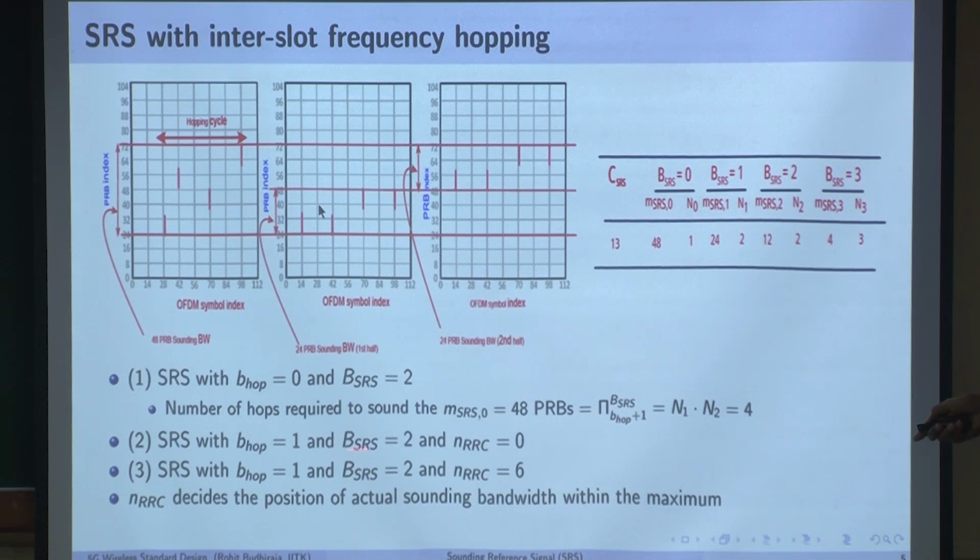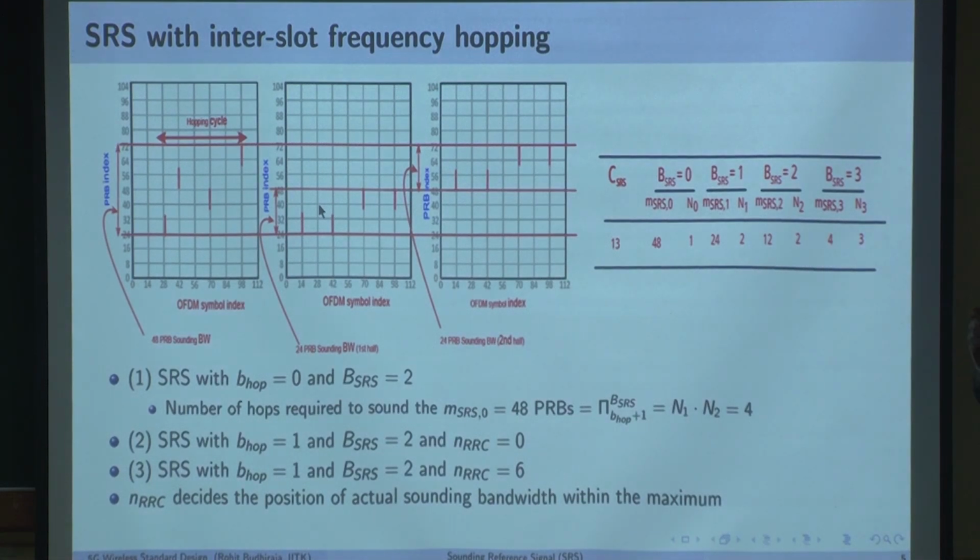Okay, so here is the complete configuration. You set NRRC to 0, right? We have set B hop to 1, correct, which means the actual sounding bandwidth is 24. Maximum sounding bandwidth is 48, but you need to sound out the maximum sounding bandwidth, right? Now how will you do that? In the first half, you set NRRC to 0, so that you sound out the bottom part of the maximum sounding bandwidth.